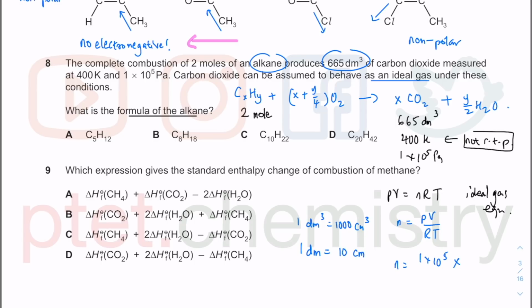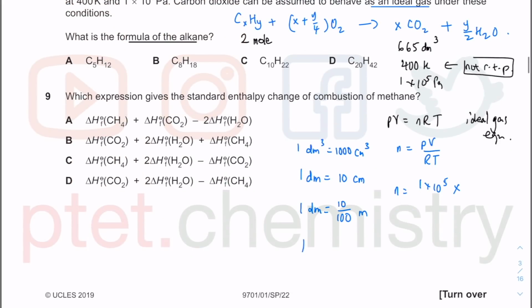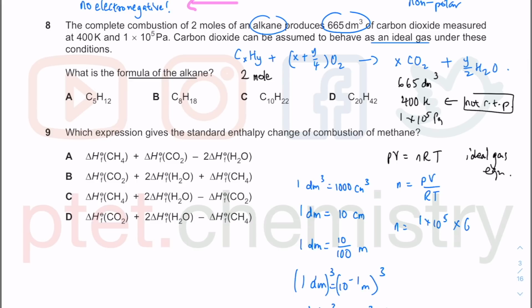But in ideal gas equations, our volume has to be in meter cube. So 1 dm equal to 10 over 100 meter. That is actually 10 to the minus 1 meter. Now all you have to do is cube both sides, and I get my conversion factor, which is 10 to the minus 3 meter cube. So from that 665 dm cube, I just have to multiply by 10 to the minus 3, and then I will get the conversion from dm cube to meter cube as required in the ideal gas equation.